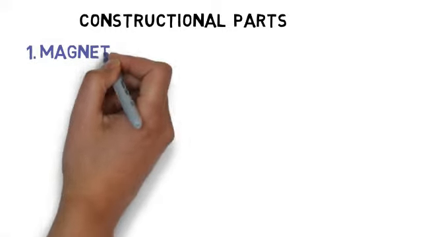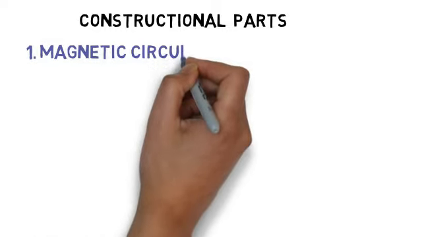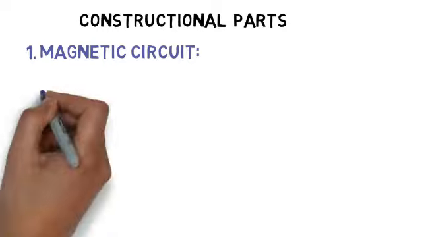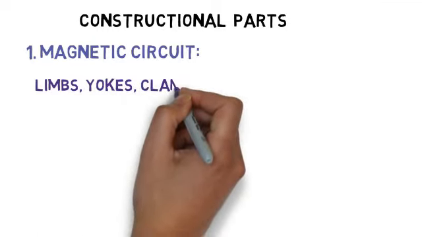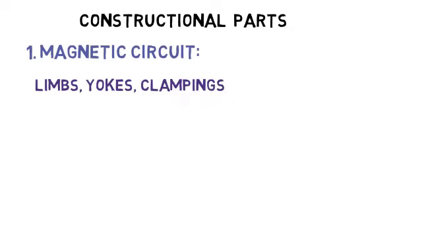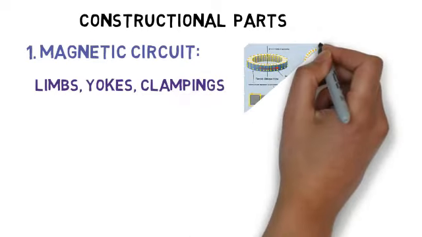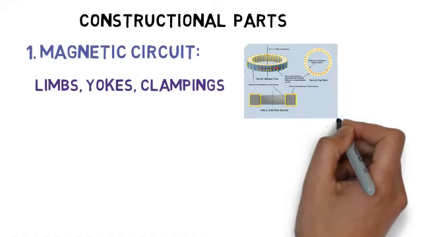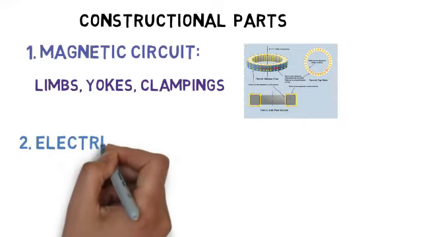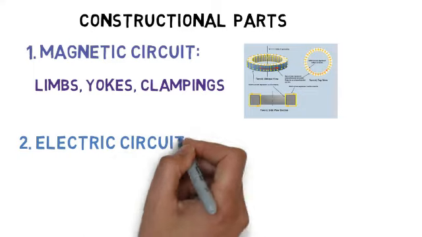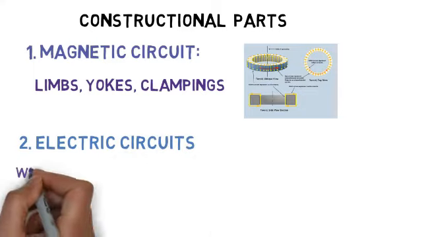Now take a look at some constructional parts. The transformer is a comparatively simple structure having magnetic circuits which comprise limbs, yokes and clamping structures. Next is electric circuits, such as primary, secondary, tertiary windings, formers, insulation and bracing devices.